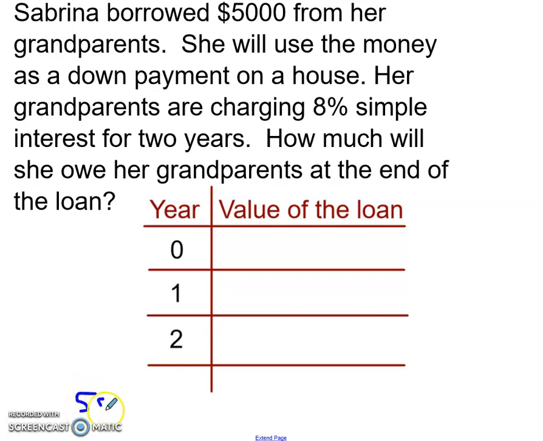So Sabrina gets $5,000. She's going to be basically paying her grandparents 8 cents for every dollar. So for $2, that would be 16 cents. For $3, it would be 24 cents, and so on. And the reason why it's 8 cents is because if I convert 8% into a decimal number, I'm going to take 8 divided by 100 and I end up with 0.08, which is 8 cents.